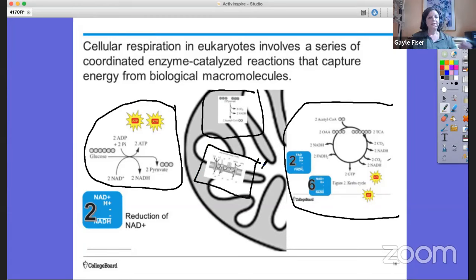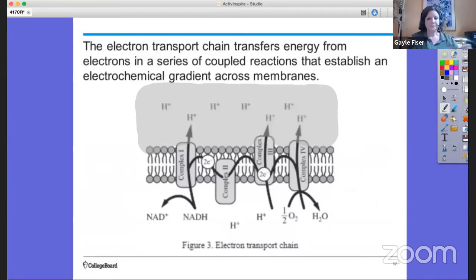So now we can finally get to the point of why we're establishing that hydrogen ion concentration gradient. The electron transport chain transfers energy from electrons in a series of coupled reactions that establish an electrochemical gradient across the membranes. So let's talk about the word coupled.